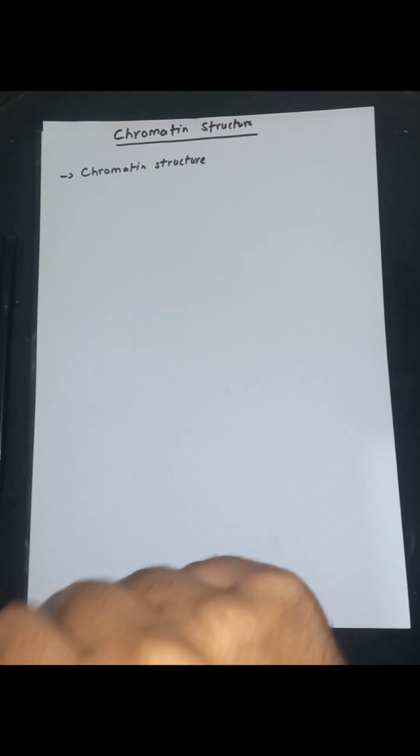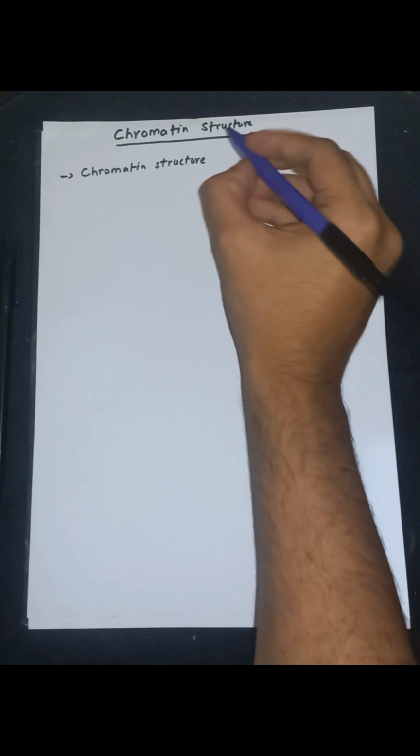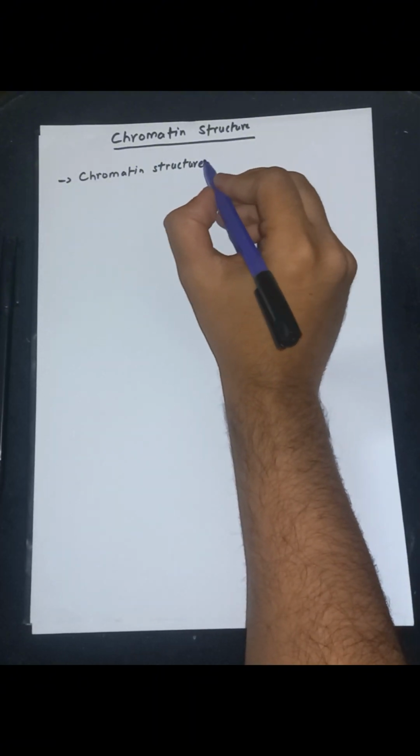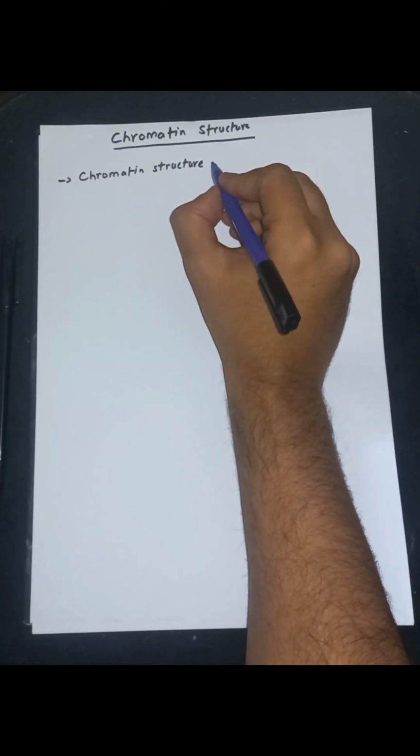Hello everyone. So today we are going to continue our lecture about the biochemistry from USMLE Step-1 book. In the previous lecture we already discussed the chromatin structure in detail. So now let's review it. What is a chromatin structure?